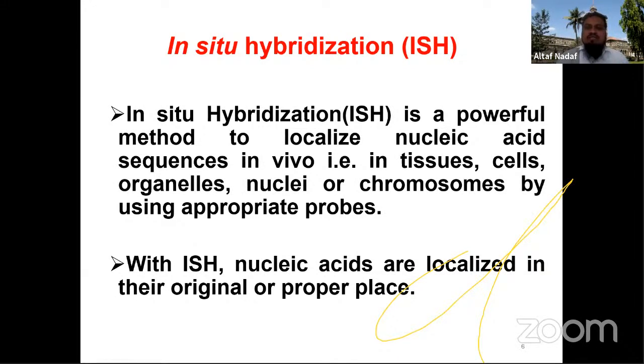Before going to the actual FISH and GISH technique, we'll first clear our concept about in situ hybridization. You are familiar with the word in situ, which means within the cellular environment. So ISH, or in situ hybridization, is a powerful method to localize nucleic acid sequences in the tissue, cells, organelles, nuclei, or chromosomes by using appropriate probes. We are taking the help of markers, which we call probes, which will specifically bind to the site of our interest, and then those can be visualized using fluorescent markers or fluorescent dyes. So with ISH, the nucleic acids are localized in their original place.